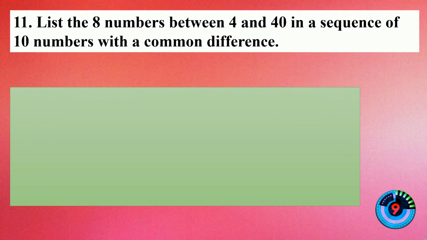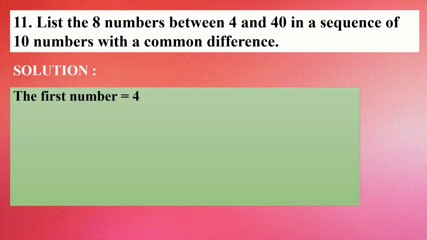Question number 11. List the 8 numbers between 4 and 40 in a sequence of 10 numbers with a common difference. So here we know that the number of terms is 10 because it's a sequence of 10 numbers with a common difference. We need to list the 8 numbers between 4 and 40. Let us look at the solution.